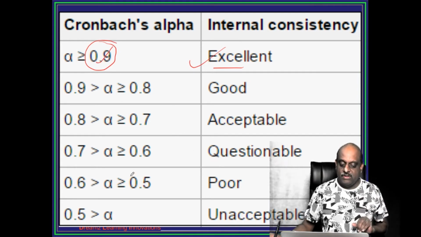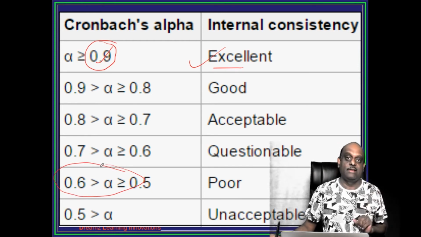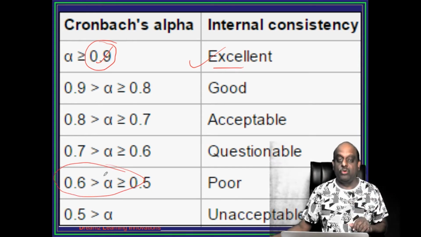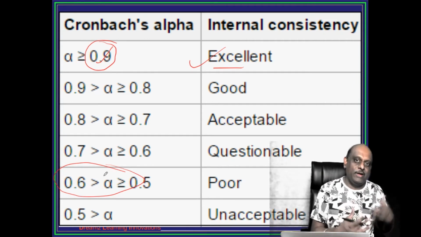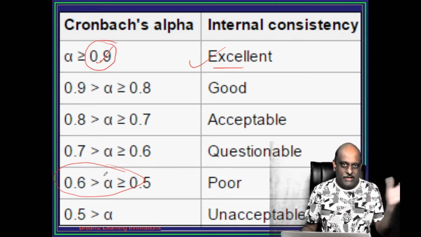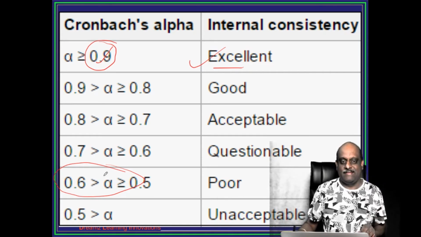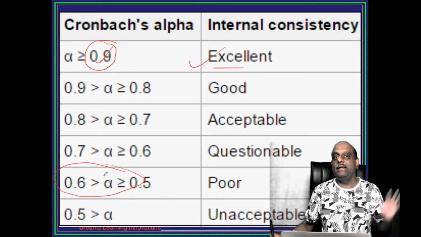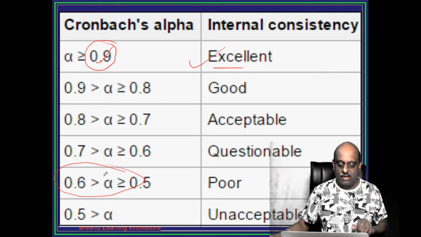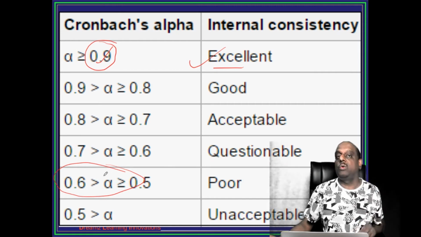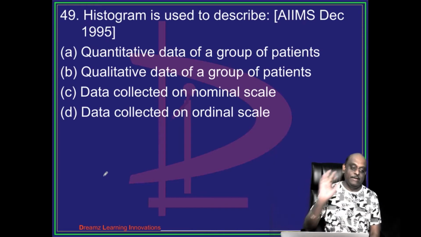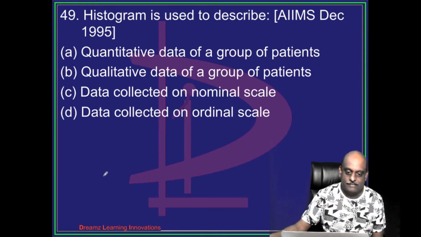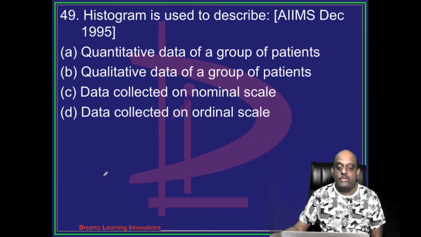If it is 0.6 to 0.5, that means poor. That means those questions asked are really not, people are not responding consistently to them. So some questions need to be removed which are creating inconsistency. That is how Cronbach's alpha talks about consistency. Barabar? Very good. Now, a histogram, what is it used to describe?